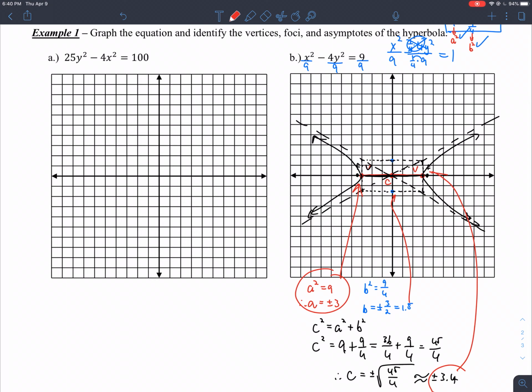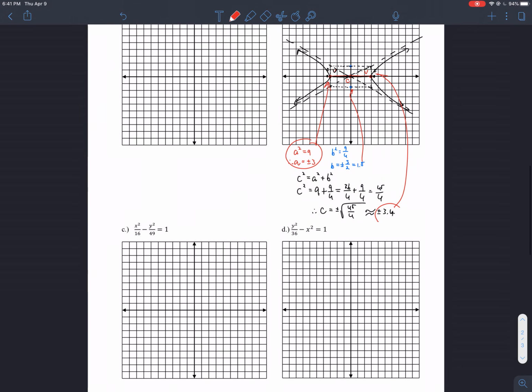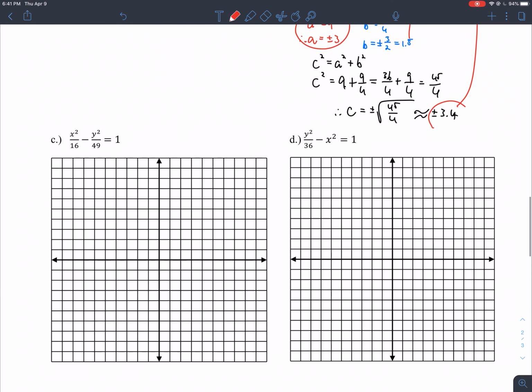So I did the one horizontal hyperbola here with you, letter B. It's a little bit more tricky because we have to also wrestle with the equation a little bit. You can see that these two are already in standard form, so I don't really have to wrestle with that too much. So it's a little bit easier, we can just graph it.